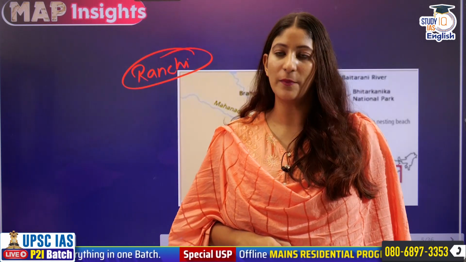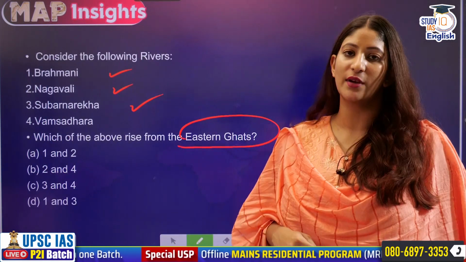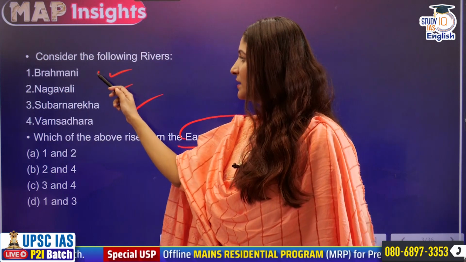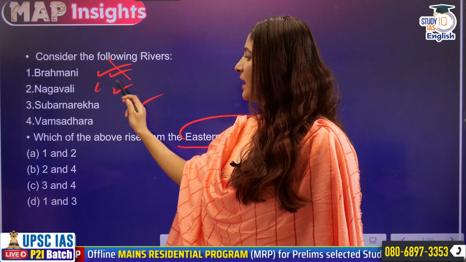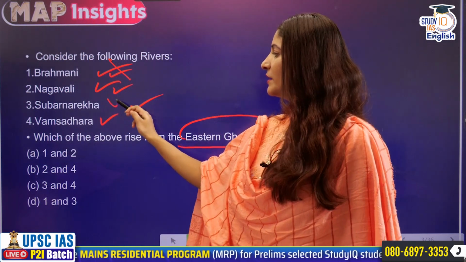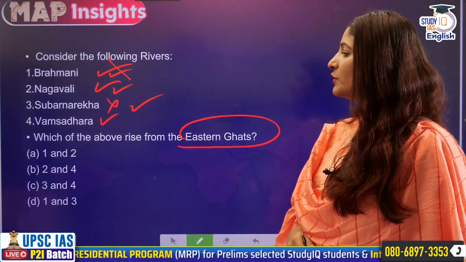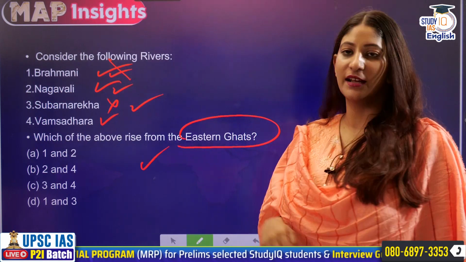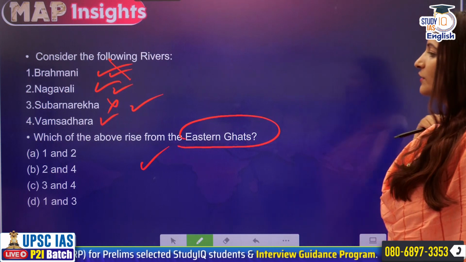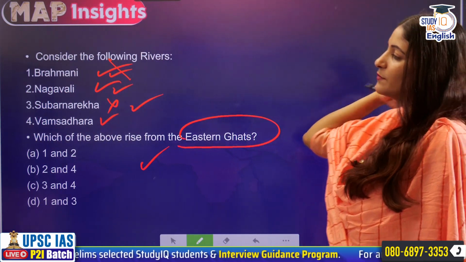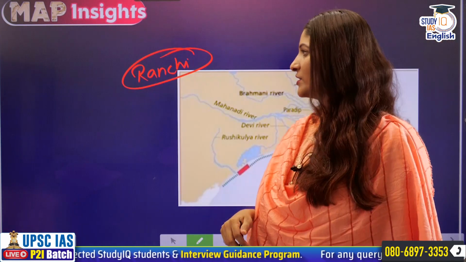So I hope you have been able to answer this question. Brahmani doesn't rise from the Eastern Ghats. Nagavali and Vamsadhara do, but Subarnarekha and Brahmani don't. So 2 and 4, that is option B, is the correct answer. Those of you who have answered it correctly, I will take your names by the end of this particular class. So let's move forward and talk about our next questions as well.